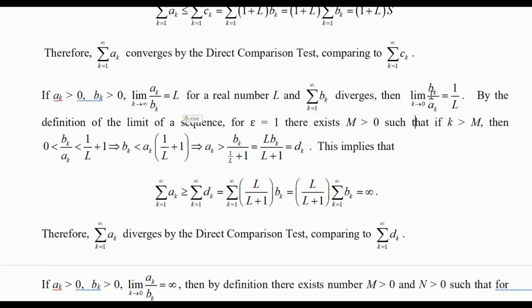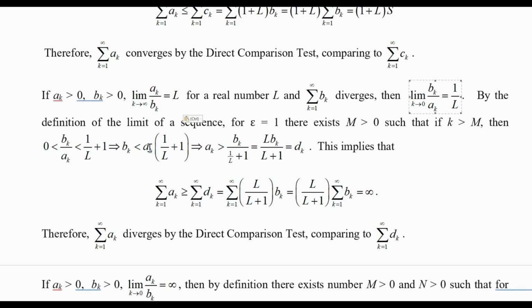Then what do we have here? If we do the reciprocal of this thing, it's going to have the reciprocal limit. And by the definition of the limit of this sequence, the sequence of b sub k over a sub k, for epsilon equal to 1, there exists an M greater than 0 such that if k is bigger than M, then this b sub k over a sub k is within that epsilon, which is 1, of that limit, which is 1 over L. So 1 over L plus 1 has to be bigger than this ratio. Of course, this is a ratio which is greater than 0. Multiply both sides by a sub k, and we have this relationship here.